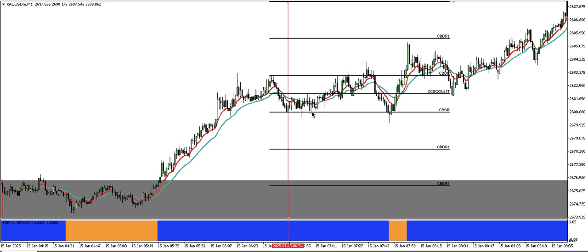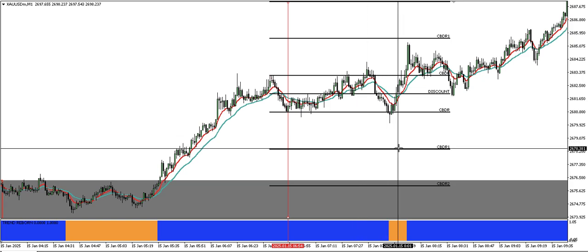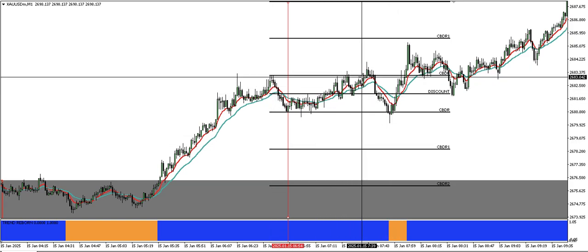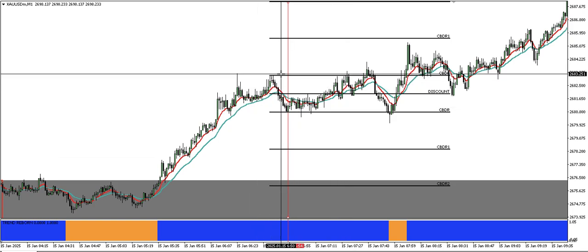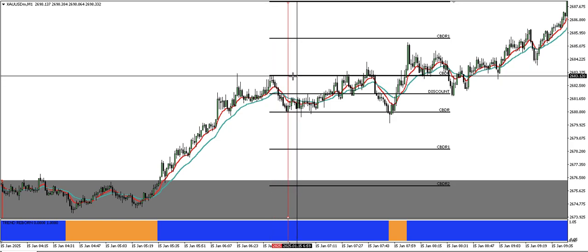Now, as you can see, as we sold here, the market went but did not reach our target, but went back to the area where you were supposed to have a stop loss. Now, if you have a stop loss here, you've lost this.